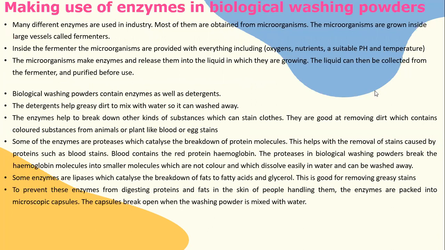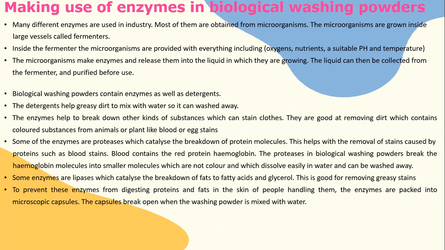Making use of enzymes in biological washing powder. Many different enzymes are used in industry. Most of them are obtained from microorganisms. The microorganisms are grown inside large vessels called fermenters. Inside the fermenters, the microorganisms are provided with everything they need, including oxygen, nutrients, suitable pH, and temperature. The microorganisms make enzymes and release them into the liquid in which they are growing. The liquid can then be collected from the fermenter and purified before use.